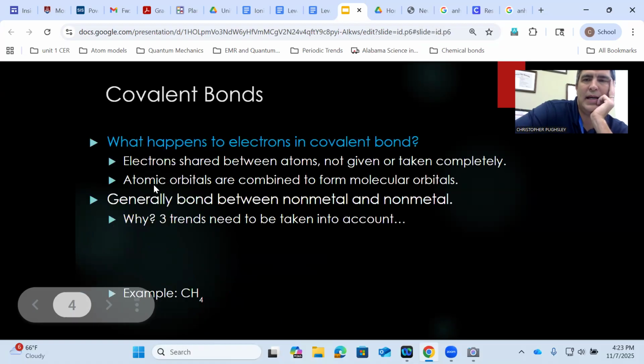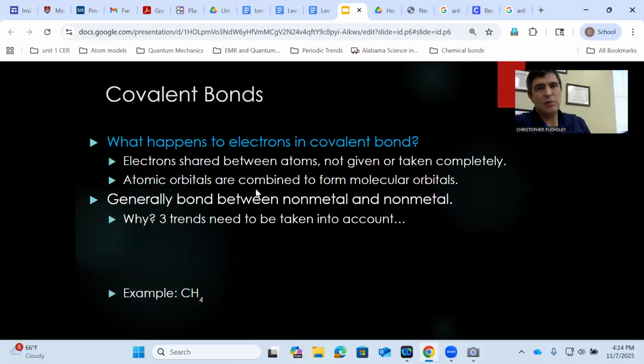Okay, now we're shifting to covalent bonds. What are covalent bonds? They are again a bond, a force that holds atoms together, typically between two nonmetals, and they share their valence electrons. And again, when we have any type of chemical bond, it's always a force that holds the atoms together, and it helps them act as a unit.